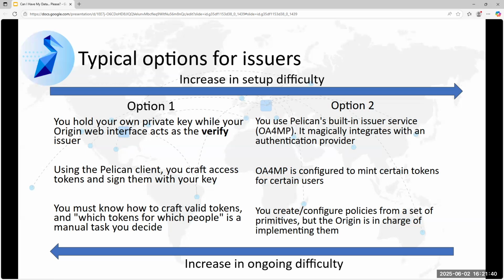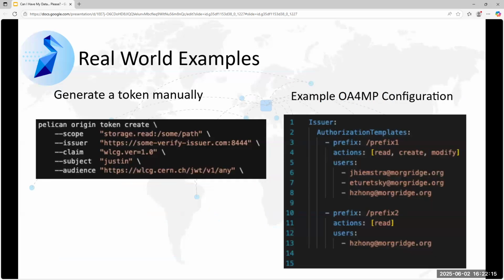The second option is to set up a service that's baked into Pelican at this point called OA4MP, which stands for OAuth for many people. We're going to say for now that it magically integrates with some kind of identity provider. You can go talk to Jim Basney about how all of this works. He's going to deal with the who. We're going to deal with, once we know who you are, what do you get to do? The nice thing about OA4MP is that once you've set everything up and given it some kind of policy, it'll implement that on behalf of the origin. So once it's figured out who you are, it decides what things it wants to let you do with the tokens it creates. So this is roughly what these two different configurations look like in Pelican.